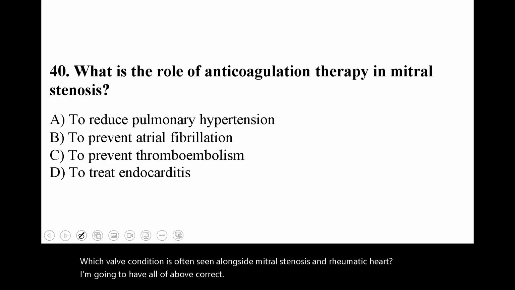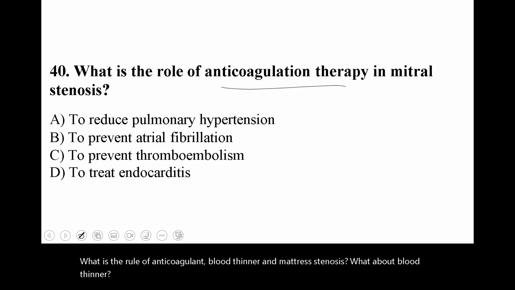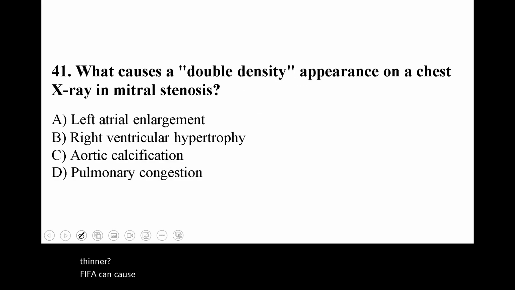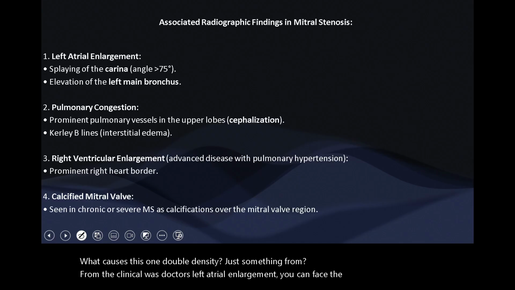What is the role of anticoagulant, blood thinner, in mitral stenosis? Why you put blood thinner? Thromboembolism. AFib can cause thromboembolism. What cause? Okay, this one double density. This just something from the clinical with doctors. Left atrial enlargement. You can freeze it if you need more information.